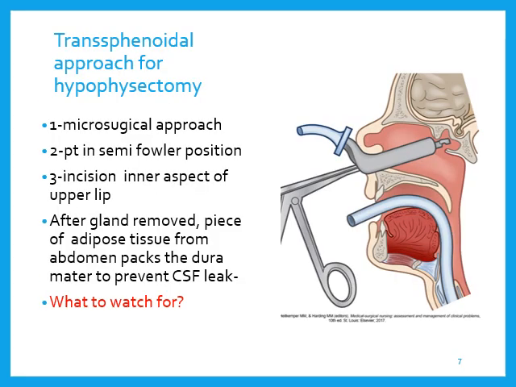All right, now the transsphenoidal approach for hypophysectomy. So you can have a microsurgical approach. That means that what they're going to do here is they're going to go under the lip. So the patient is in semi-Fowler's position, so their head is higher than their heart, right? The incision is in the inner aspect of the upper lip. So just picture that. Kind of touch that up there for yourself and see where that is. And where that goes. Where does it go?